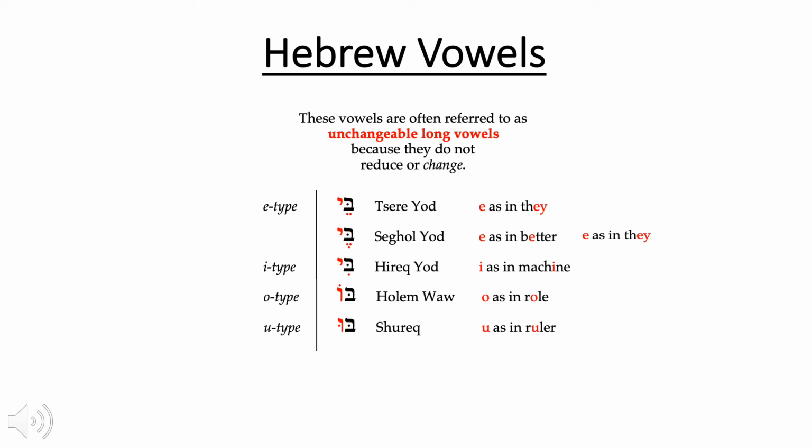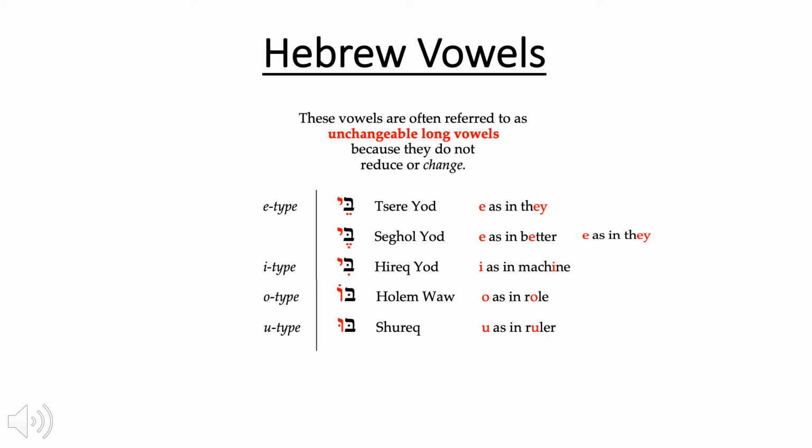Thus we get tsere yod, which is still pronounced as a long A, segol yod, which according to Van Pelt should be pronounced as the E in better. I, however, prefer to pronounce the segol yod still as the A in they, since it is a long E. Hiriq yod is pronounced not as the E in they, but as the E in machine. Holem vav is pronounced just as a normal holem, as O, and shuruq is pronounced the same as qibbuts, where it's U, as in ruler.